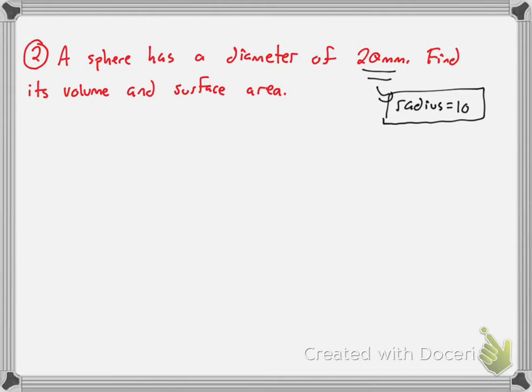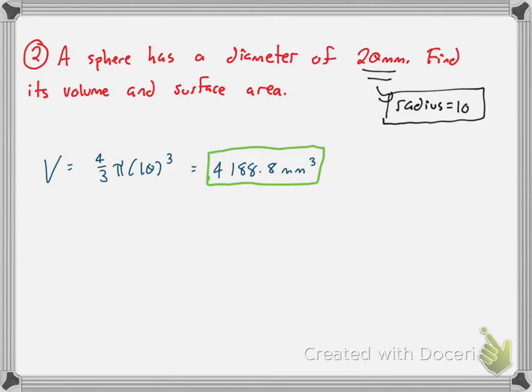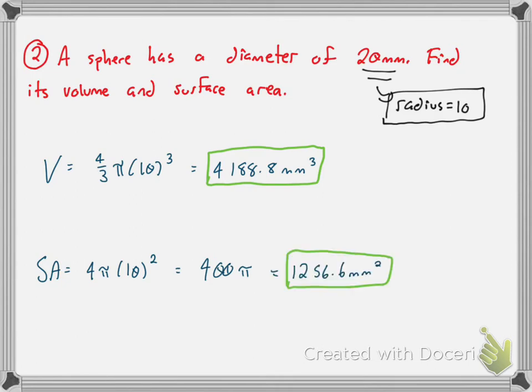Now I have my radius, I could plug in just like that last example problem. Volume is 4/3 times pi times 10 cubed. I get 4,188.8 millimeters cubed. For surface area, I would do 4 times pi times 10 squared. Again, if I want to leave this in terms of pi, this would be 400 pi. Rounded to the nearest tenth would be 1,256.6 millimeters squared.